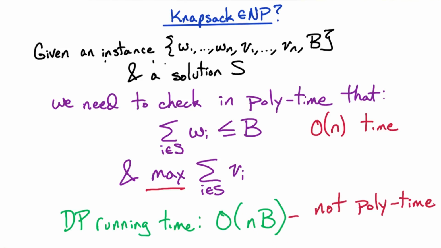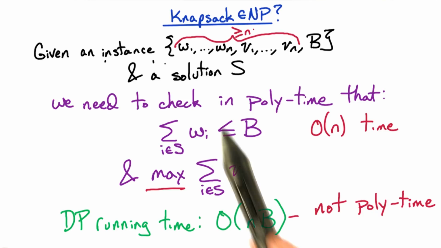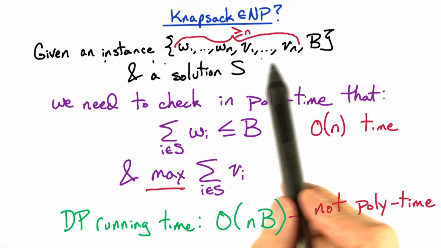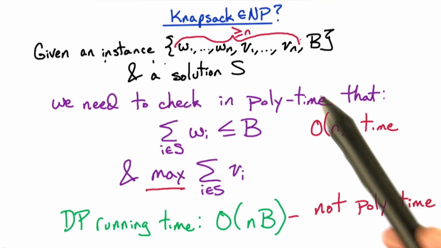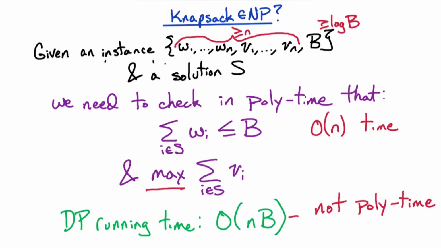Now the problem is that this running time is not polynomial time. It's not polynomial in the input size. Recall the input is of size at least n to represent these n objects. And how big is the representation of this one number B? Well, that takes log B bits. So in order to be polynomial in the input size, we need an algorithm which runs in time polynomial in n and log B. So our dynamic programming algorithm is actually exponential in the input size.